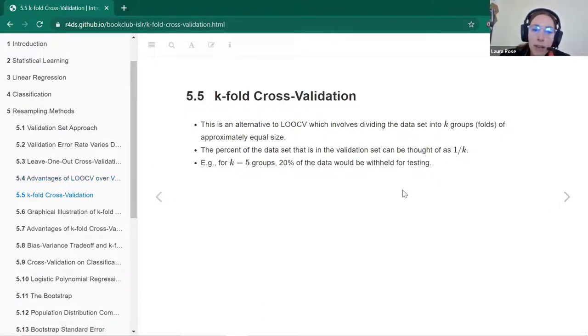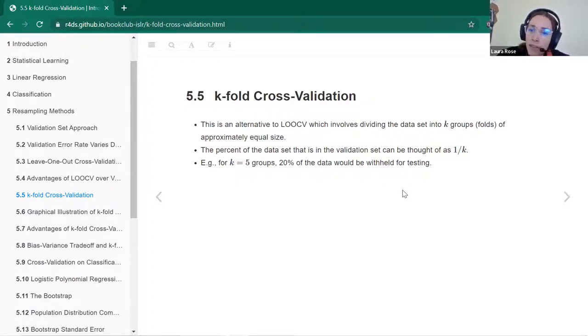Okay, the next cross-validation method is K-fold. To use a nursery tale analogy, think about the story of Goldilocks and the three bears: this porridge is too hot, too cold, just right. I don't want to say that K-fold is just right, because there are cases where the validation set approach or leave one out would be better, but it's kind of intermediate between estimating those N models with leave one out and one model with the validation set approach. So it's an alternative to LOOCV.